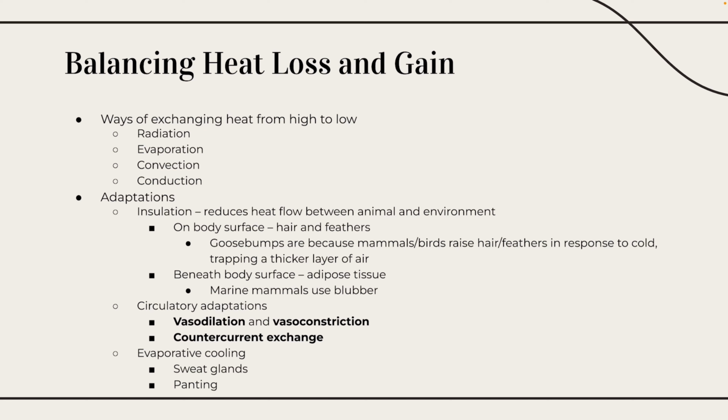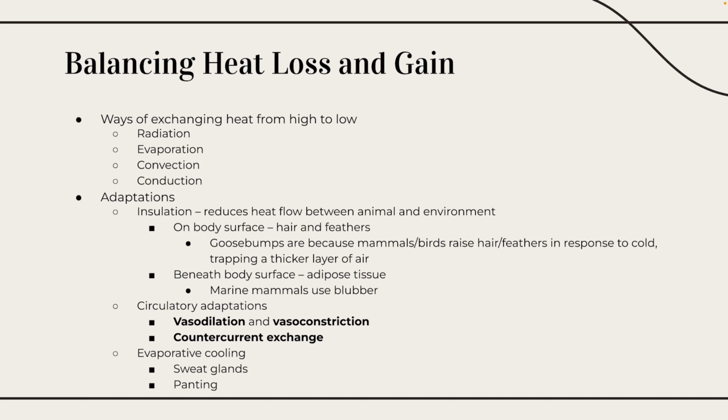So there are adaptations that are meant to help balance heat loss and gain. Insulation helps against heat loss. It reduces heat flow between the animal and the environment. On the surface of animal bodies, you're going to find hair and feathers. Goosebumps are because mammals and birds raise hair or feathers in response to cold, and that traps a thicker layer of air right above their skin, and that helps maintain some of that heat. And then beneath the body surface, you may find adipose tissue. For example, marine animals use blubber as a layer of insulation.